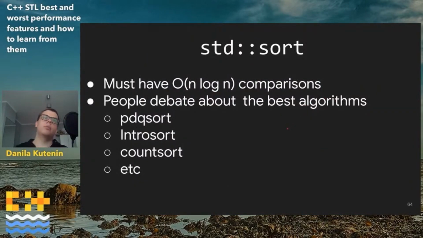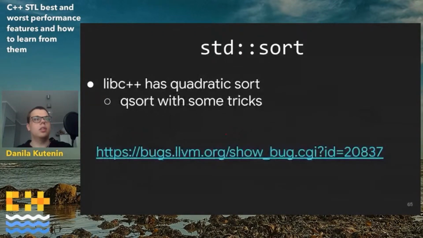Another good algorithm, though I said it is debatable: standard sort. It must have n log n comparisons. People debate about what's the best algorithm. For example, one decent algorithm is PDQ sort, which turned out to be a pretty good default. There's also introsort, counting sorts, all the sortings. I read a week ago that there is machine learning sorting that tries to optimize quicksort for the specific data. And unfortunately, sometimes it has surprises.